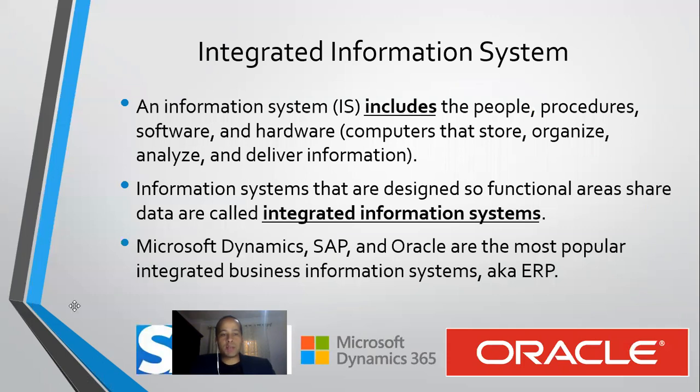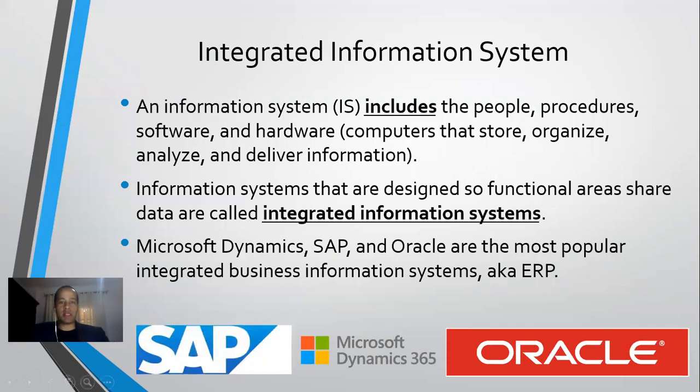There is the concept of an integrated information system, and this is where we have multiple functions connected together and able to see each other's data, and they can act upon it together and progress together. There are some popular systems out there. For example, we have SAP, we have Microsoft Dynamics 365, and Oracle also has a very popular system. All these are huge leaders in the sphere of integrated business information systems.